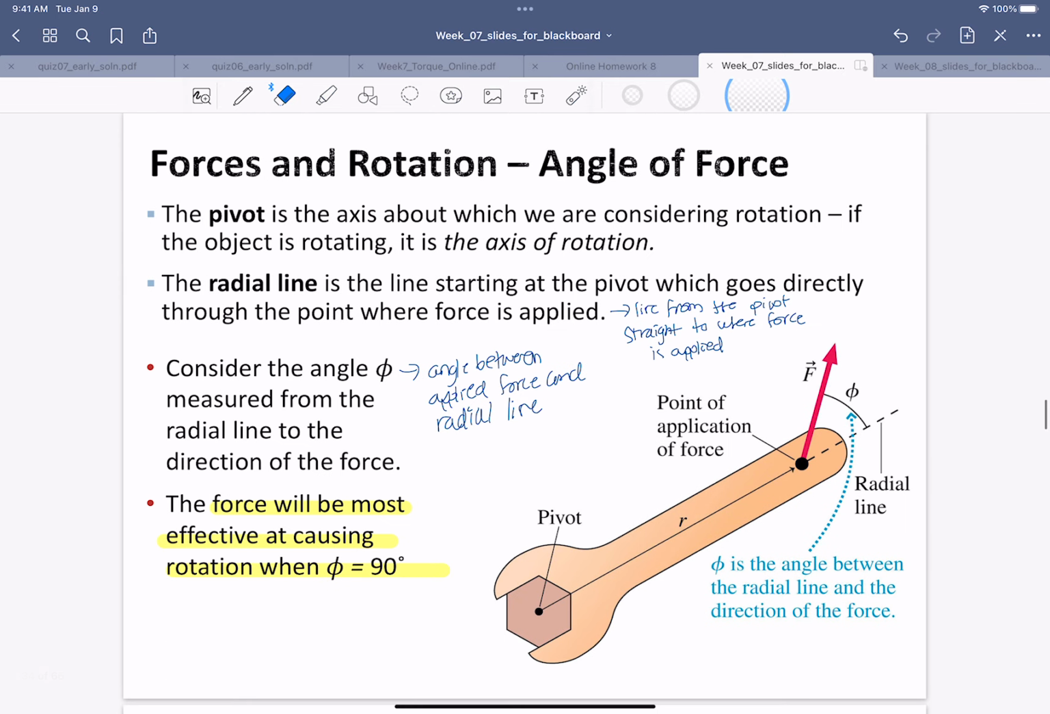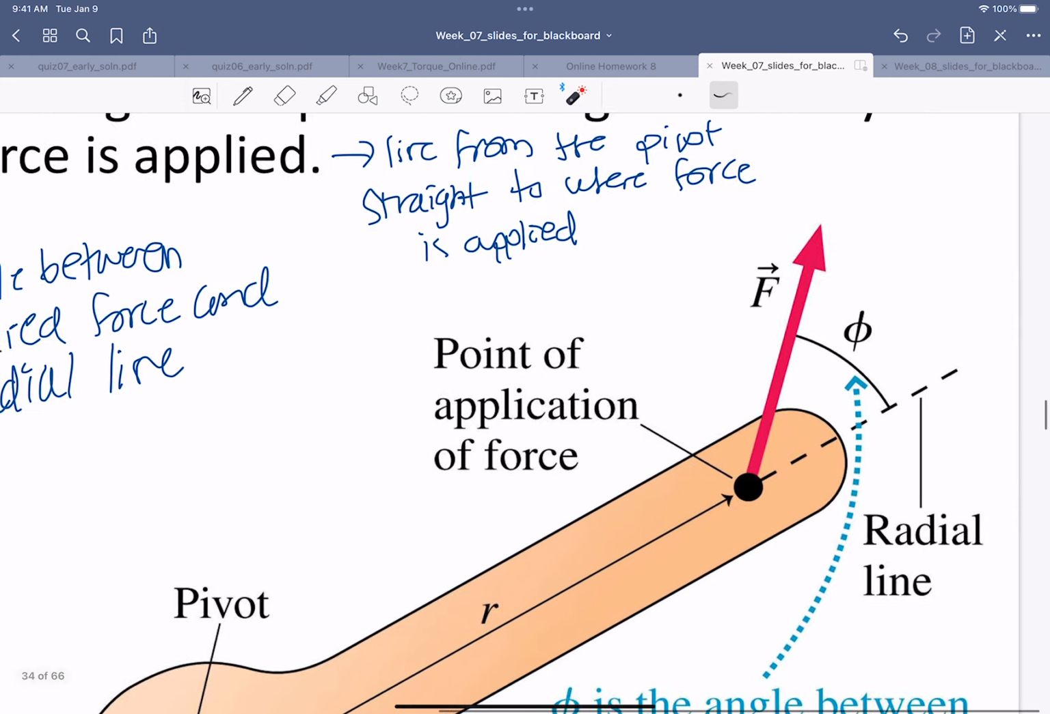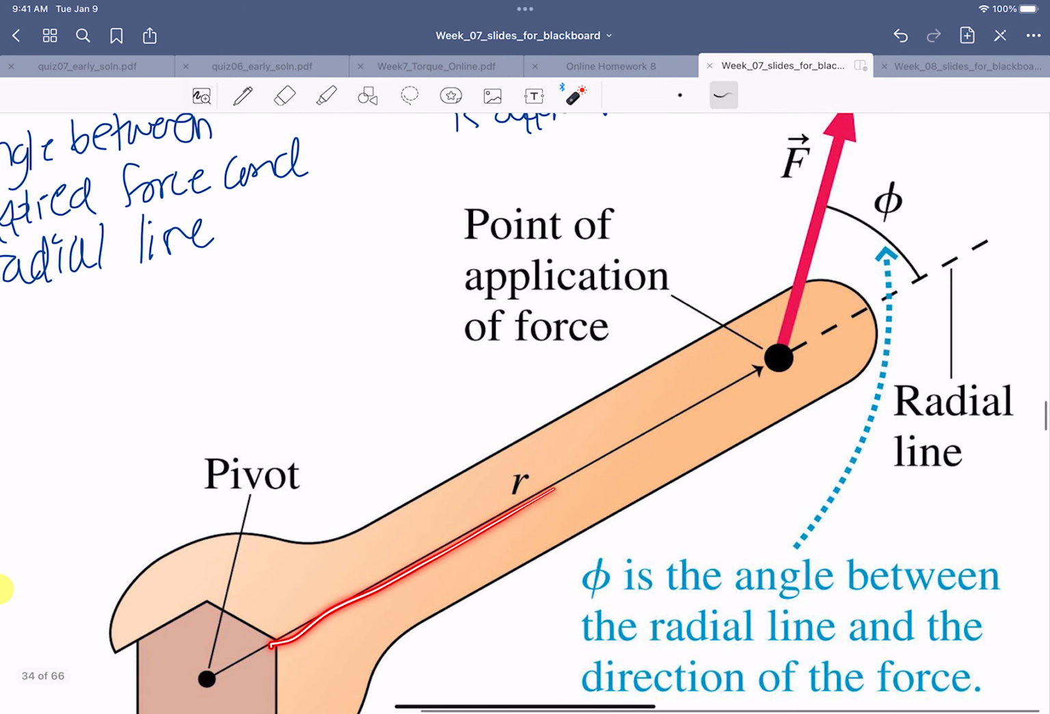But with regards to torque as well, you have the radial line and you have a force applied. So when we're considering the angle that we're using for our equation, Fr sine phi is equal to torque. That angle is the angle that's sandwiched in between the radial line and the force. So here's that angle, sandwiched in between, right?